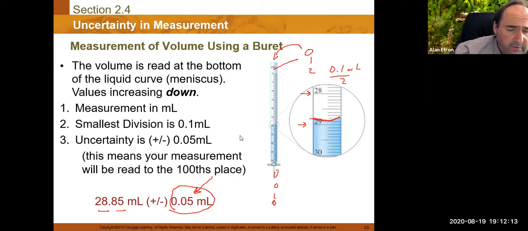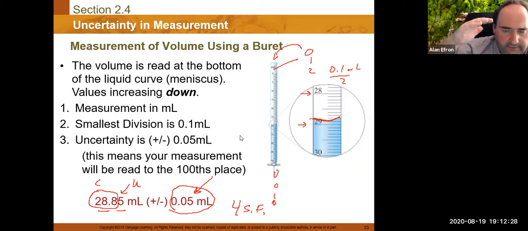Here, we would assume that these first 3 digits would be our certain digits. This would be our first uncertain digit there. And again, this particular number would have 4 significant figures. So sometimes glassware doesn't always increase as you go up. It can decrease as you come down.